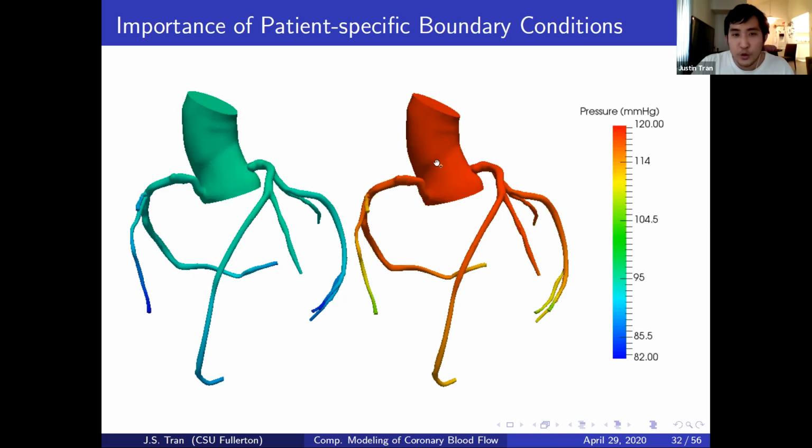So what's going on? We have two simulations here with the exact same geometries, but the results are completely different. On the left, we have a healthy dude, and on the right, we have an unhealthy dude. Okay?